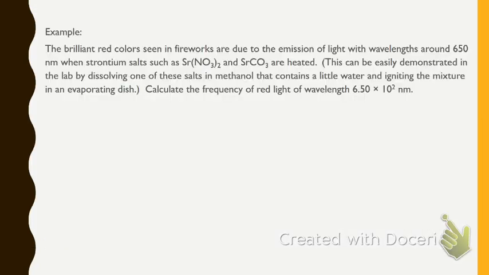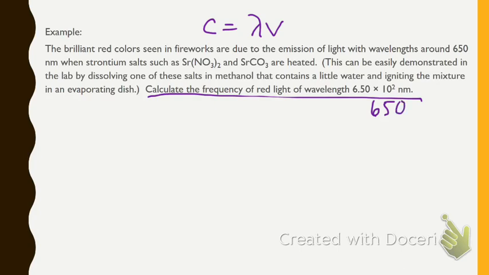So here is an example of our speed of light equation. We're going to use c equals wavelength times frequency, and it's asking us to calculate the frequency, excuse me, of red light that has a wavelength of 6.5 times 10 to the 2 nanometers, which is 650, right? We're going to use this equation and rearrange it to solve for frequency. So it's going to be c over wavelength.